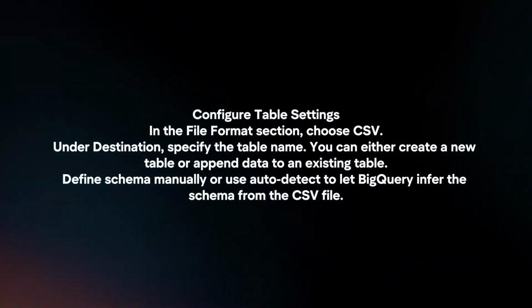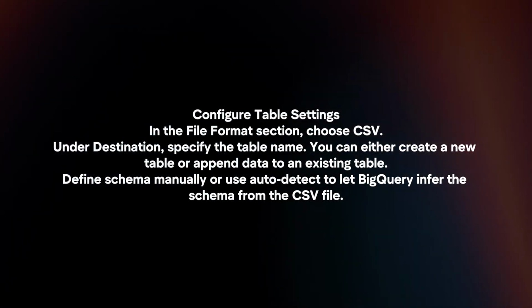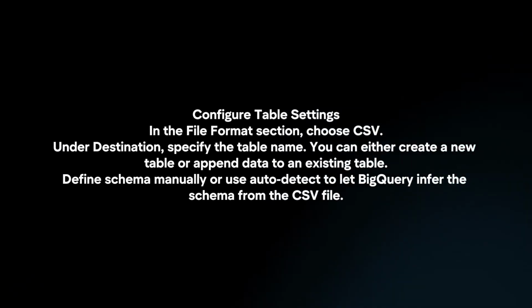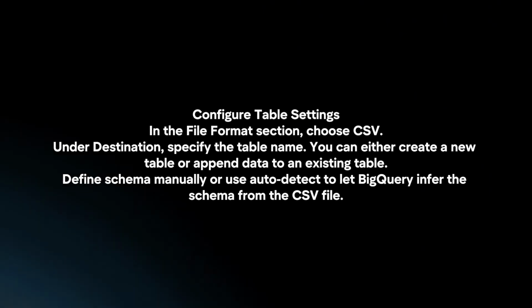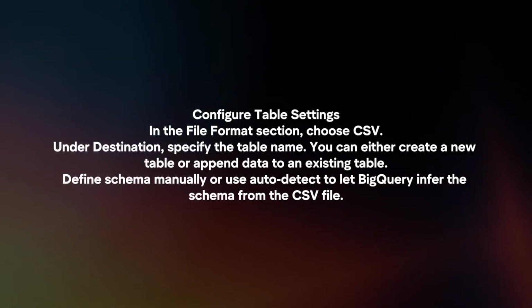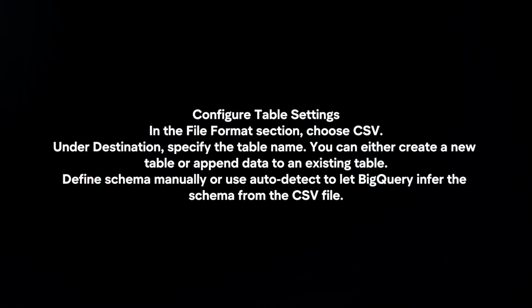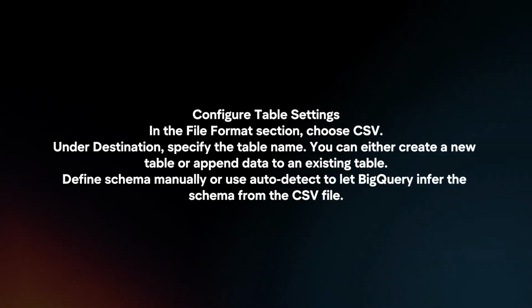Configure table settings. In the File Format section, choose CSV. Under Destination, specify the table name. You can either create a new table or append data to an existing table. Define schema manually or use auto-detect to let BigQuery infer the schema from the CSV file.